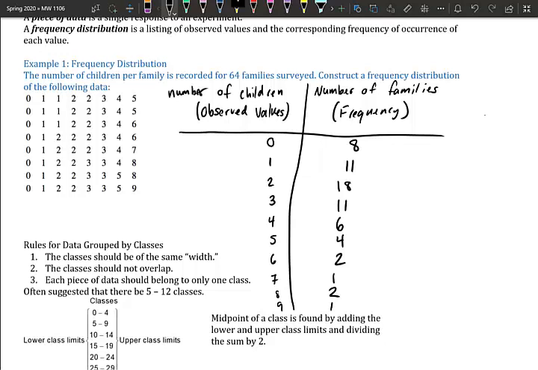And just make sure that the total is 64, so you counted right or you didn't miss any. And it is. If you added all this up, we do get 64. That's all a frequency distribution is.